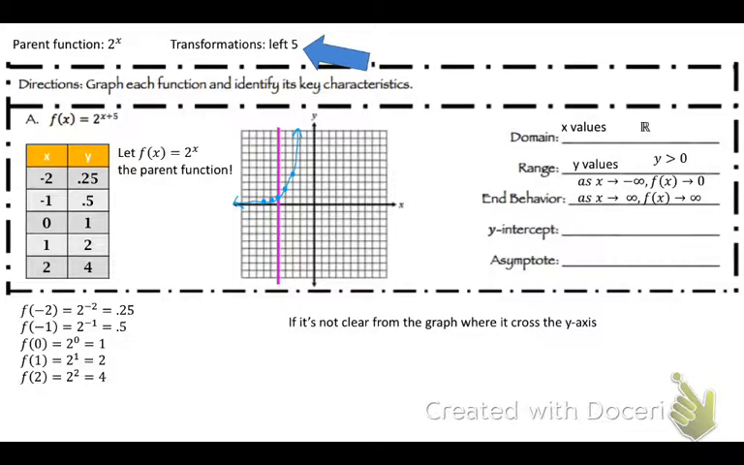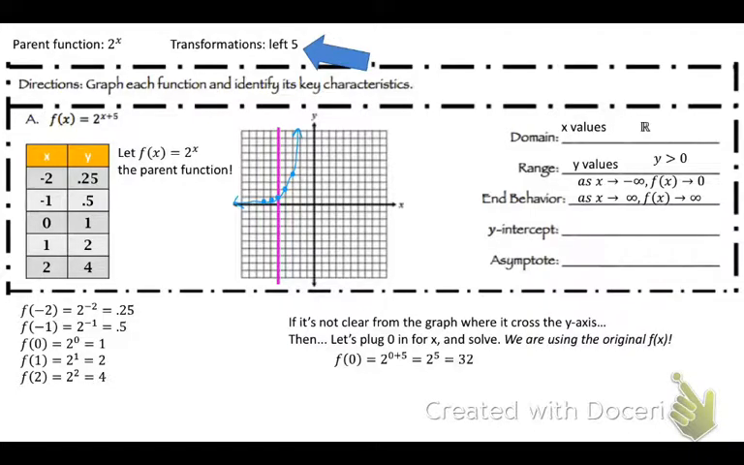The y-intercept is not super clear where it crosses the y-axis, so we're going to plug 0 in for x and solve this. So this is going to be f of 0 equals 2 to the 0 plus 5 power, which is 2 to the 5th power, which is 32. So my y-intercept is 0, 32. Then my asymptote is the same as my range, so that's just y equals 0. Okay, we're going to save that next example for class.